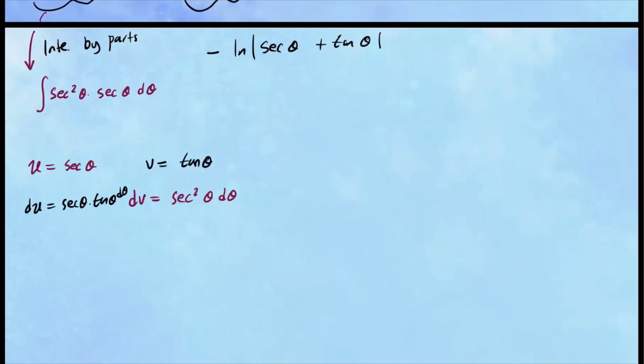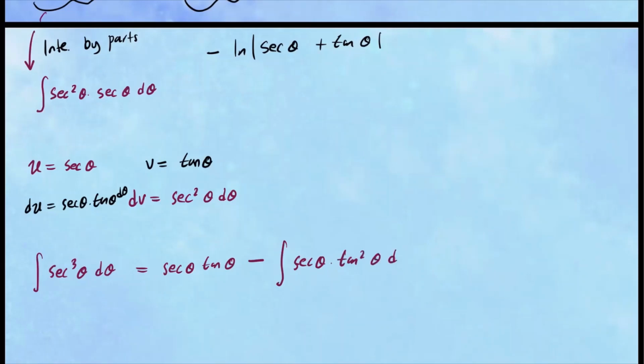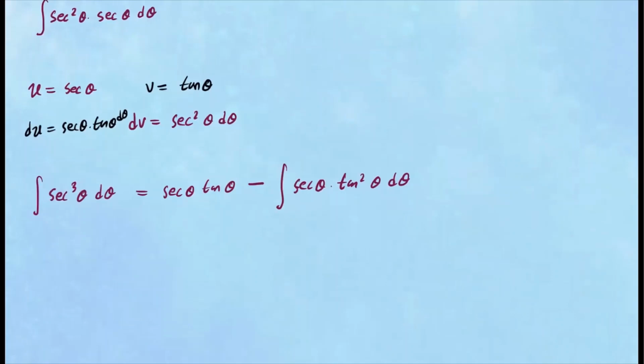And now we're ready to integrate. So the integral of secant cubed theta d theta happens to be u times v, that's secant theta times tangent theta, minus the integral of v du. So that's going to be secant theta times tangent squared theta d theta. All right, so now here we are almost ready to finish up the integral.